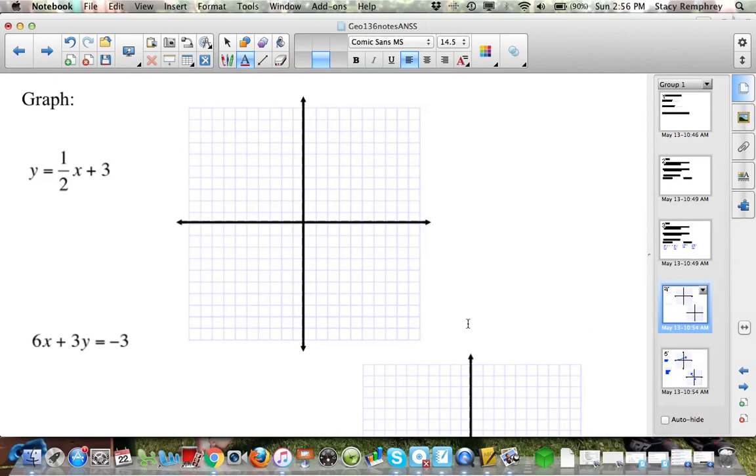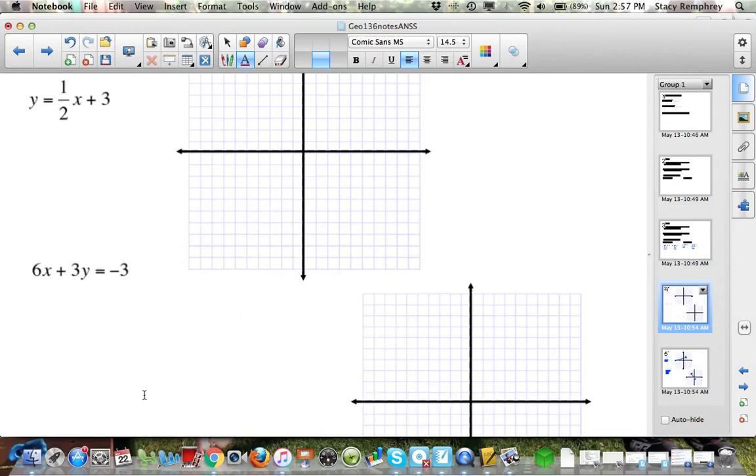In the next slide, just some practice in graphing. The first one is in that slope-intercept form. So your slope is 1/2, your y-intercept is 3. This is in standard form. Standard form doesn't give you a lot of information, so change it into slope-intercept form. Okay, use your algebra skills to change it into this, and then you'll be able to graph pretty easily. So I'm going to ask you to please push pause and graph these two equations now.